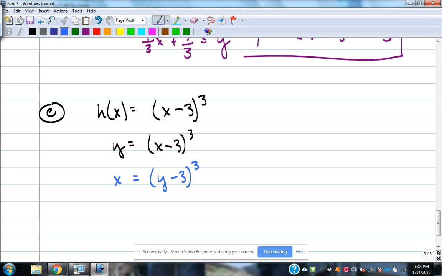Okay. Now, for that, it's got a cubed on it. If it had a squared on it, I would take the what? I'd take the square root. Since it has a cubed on it, I'm going to take the cube root.